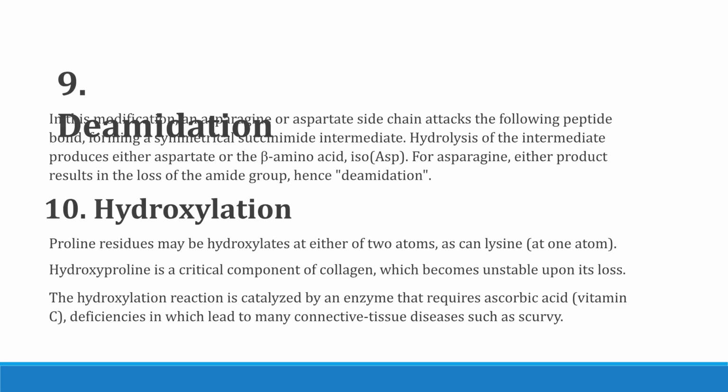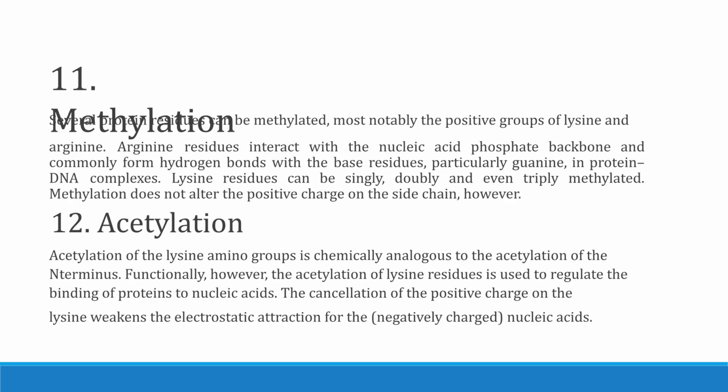Glycosylation is a common and heterogeneous set of modifications where sugar moieties attach to the side chain hydroxyl groups of serine/threonine or the amide groups of asparagine. These attachments can increase solubility or facilitate complex recognition. Deamidation involves an asparagine or aspartate side chain attacking the following peptide bond, forming a succinimide intermediate. Hydroxylation adds a hydroxyl group to proline or lysine residues, which is critical for components like collagen.